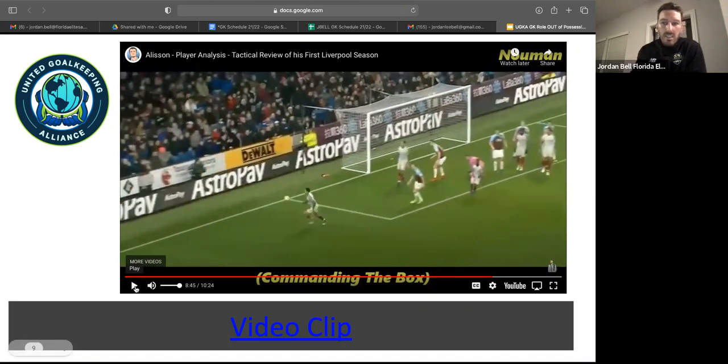So that one there, guys, there was a lot of bodies in the 6-yard box, right on top of them. And it's probably too difficult to catch that ball. So did he make the right decision to punch it out of danger? I would say so.